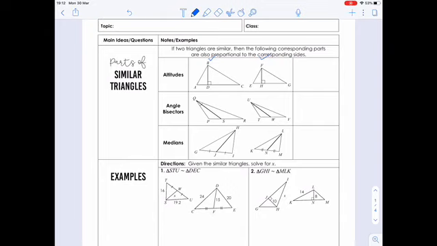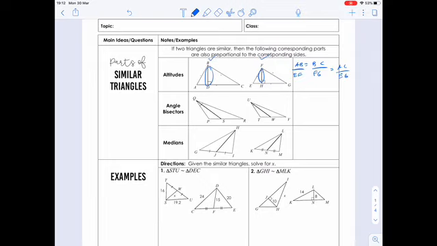So AB we know would go with EF, and that would be equal to BC over FG, and that would be equal to AC over EG. Yep, so this side goes with this side, and this side goes with this side. All that's true.